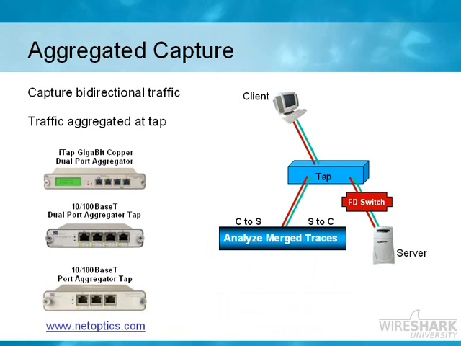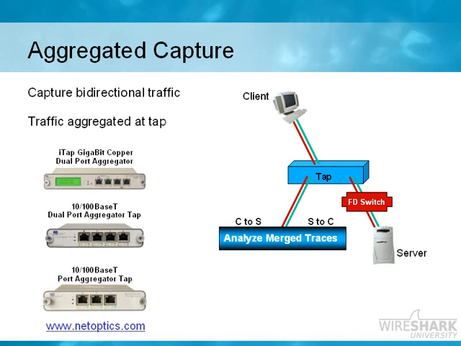Now ideally, you will buy a tap that is an aggregated tap. It will allow you to do aggregated captures, which means that it will capture the bidirectional traffic and aggregate it. It'll put it together at the tap and feed it down to your analyzer, all put together nicely in order for you. In other words, you get to see the client to the server communication and server to the client communication, just as if you were hubbing out on a half duplex environment. Everything will be ordered appropriately.